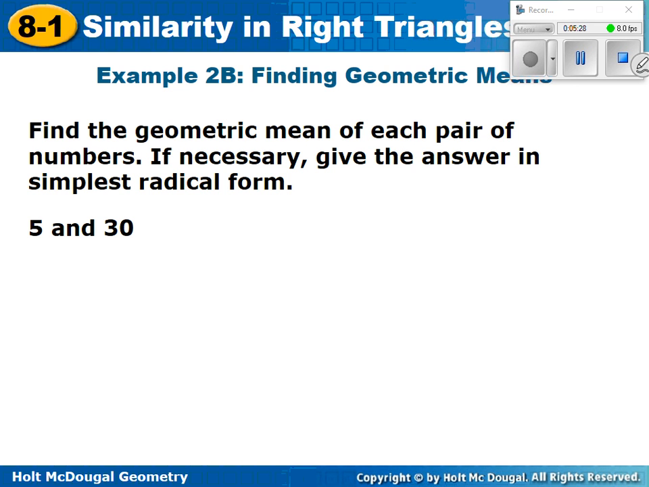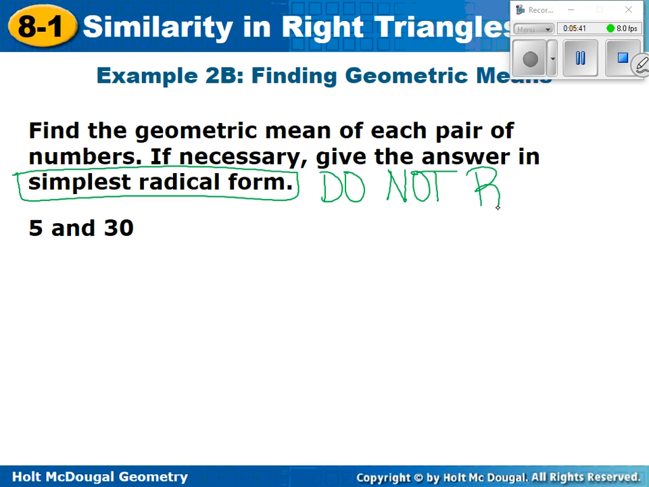So for example, if you look at this next one, it says find the geometric mean of each pair of numbers. If necessary, give your answer in simplest radical form. That means do not round.